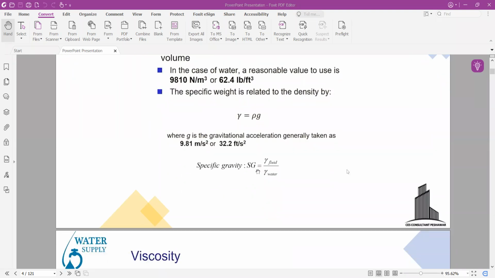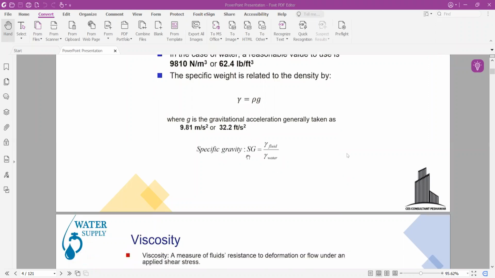The specific gravity is based on the ratio of the fluid unit weight to the unit weight of water. So basically, this dimensionless variable, the specific gravity, we calculate based on the ratio of the unit weight of a fluid to the unit weight of water.